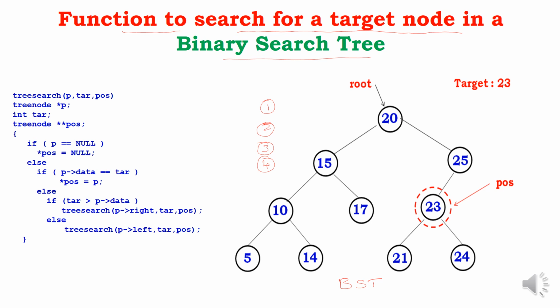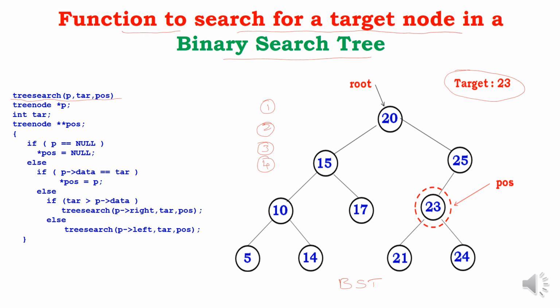Our main operation here is searching for a target element. We are going to search for 23. The target is 23, meaning: is there any node with information 23 or not? If it is found, we have to get the position of the target element. If it is not found, we may get position as null. We search for the target element using the Treesearch function.